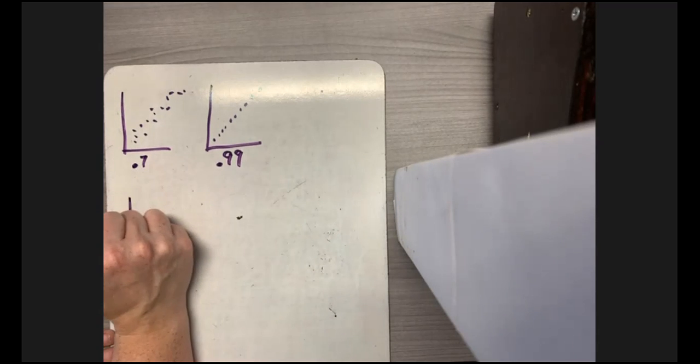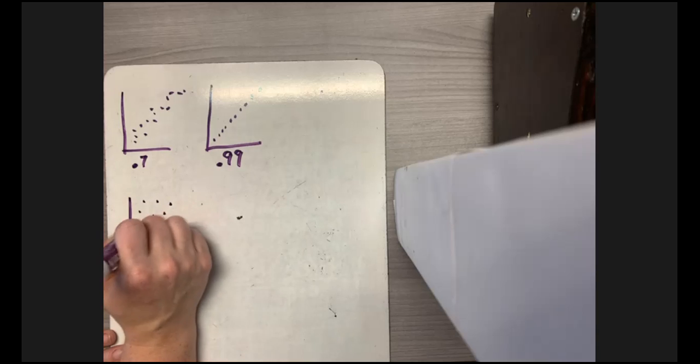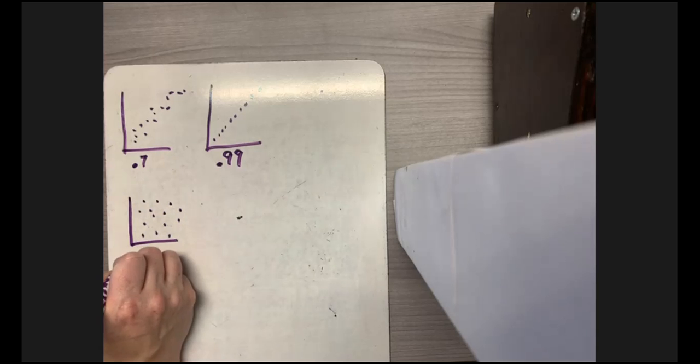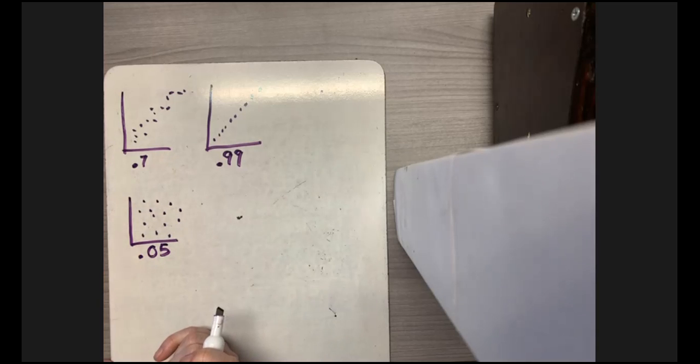Now, if we get a low correlation coefficient, something that's really close to 0, we may have something like this. Okay, there's not really a linear pattern there. It literally just looks like stuff on a page.